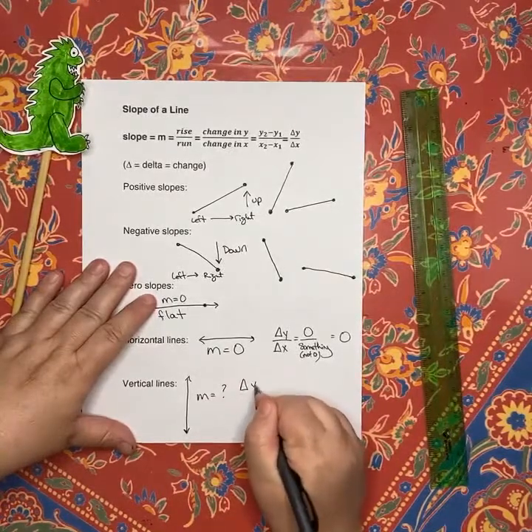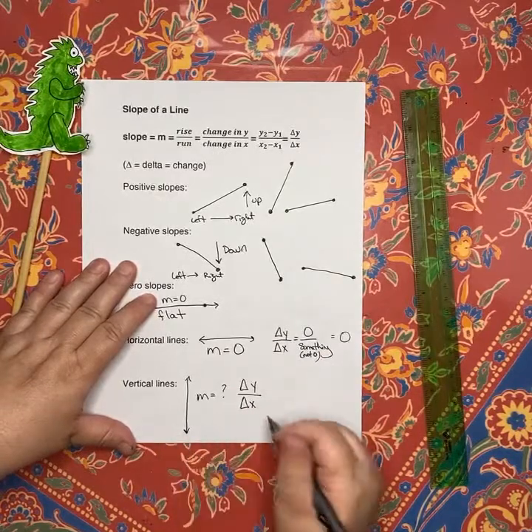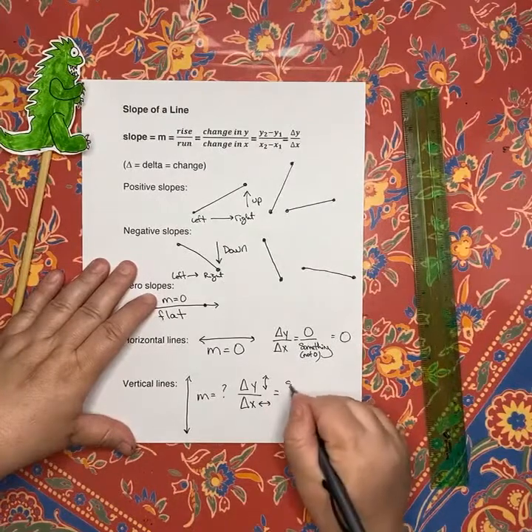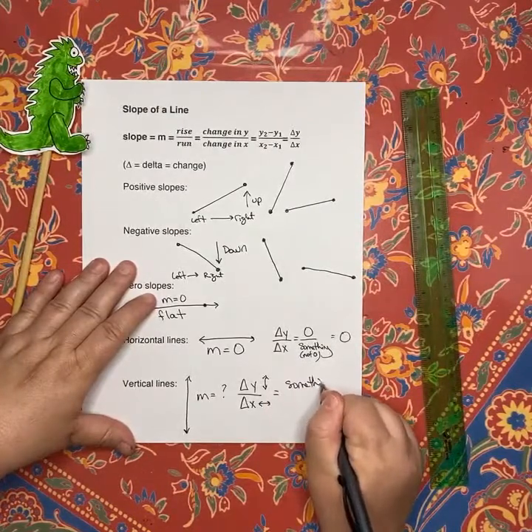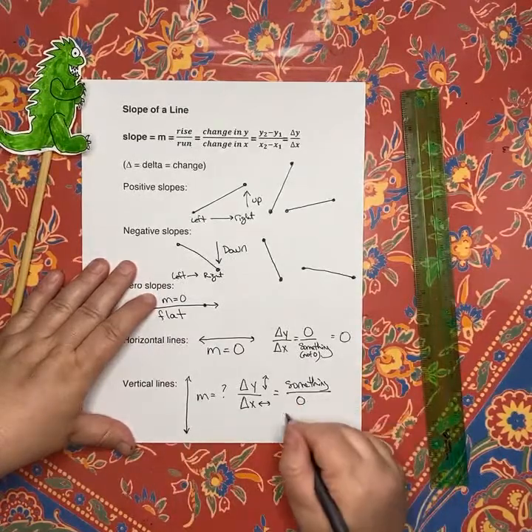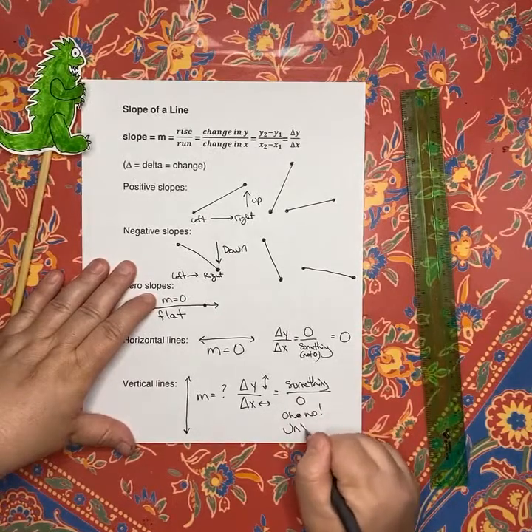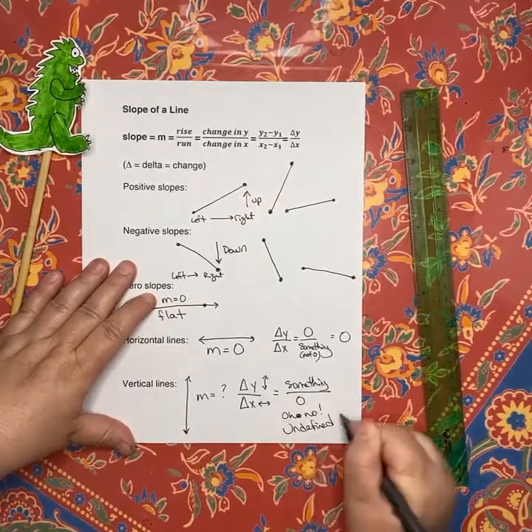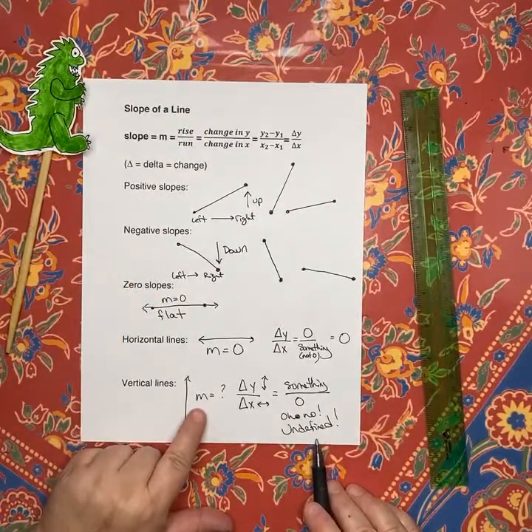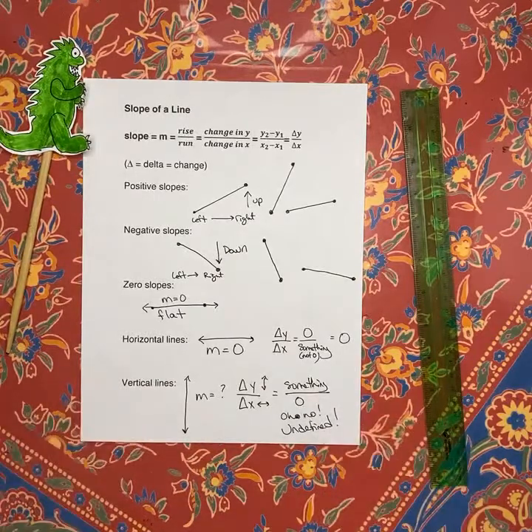Well, if I look at delta y, the change up and down, versus delta x, the change left to right. So this is the left to right one. This is the up and down one. We get something over, how far left and right do we go? We don't go at all. 0. Oh no, undefined. So we say a vertical line has an undefined slope because we can't describe this with a fraction because the denominator is going to be 0.